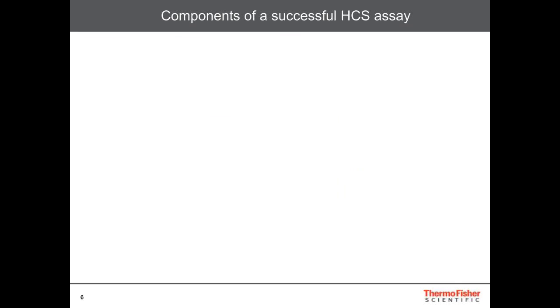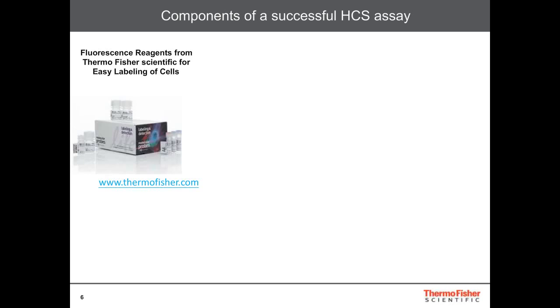So what do we need to carry out the successful high-content assay? Well, there are a number of things that you'll need to have in place to get this sort of data. The first is your label. So, for example, our reagents from Thermo Fisher Scientific. These will allow you to label cells and pick up a number of different responses, everything from apoptosis to autophagy, mitochondrial health, and so on.